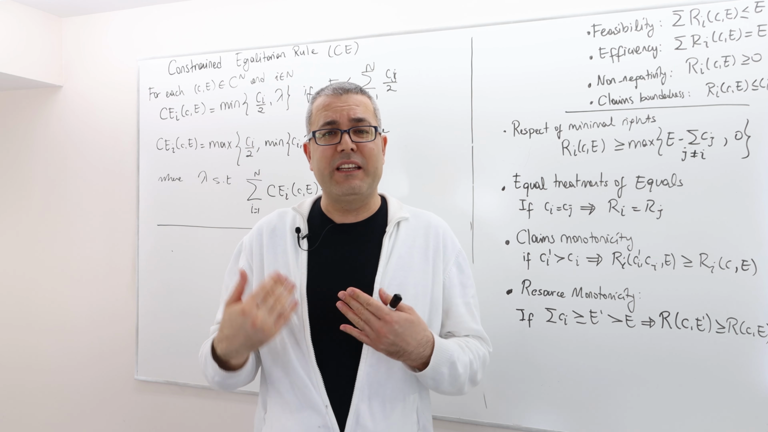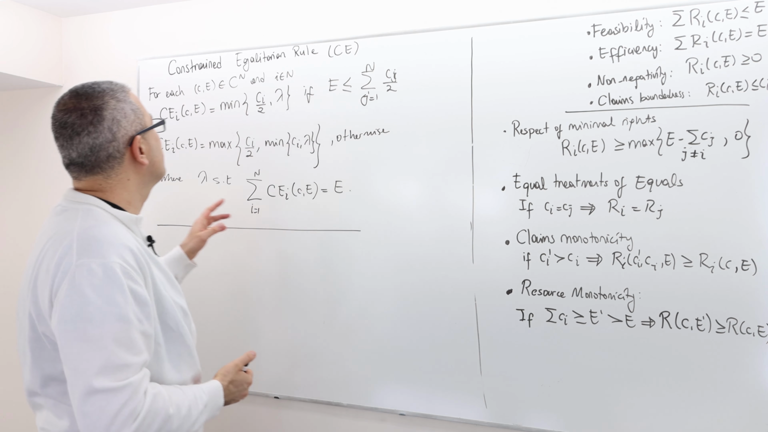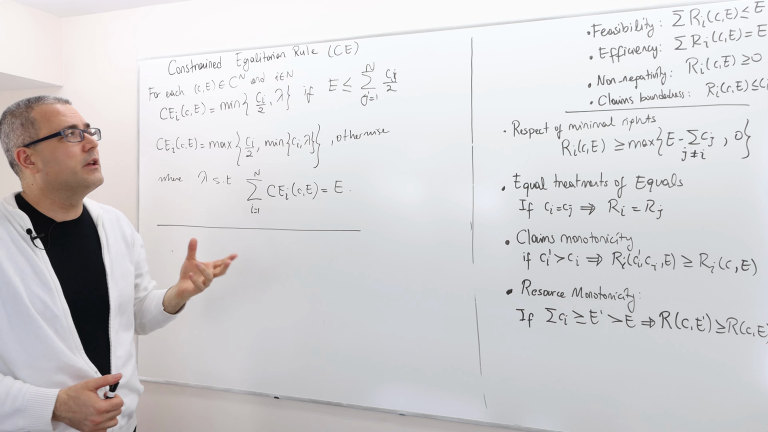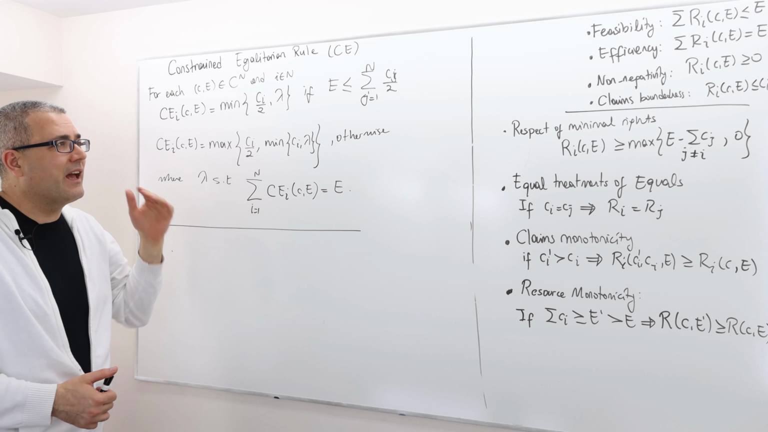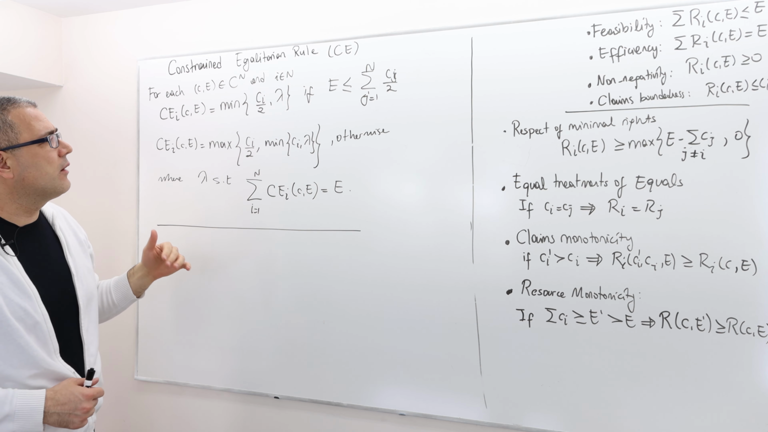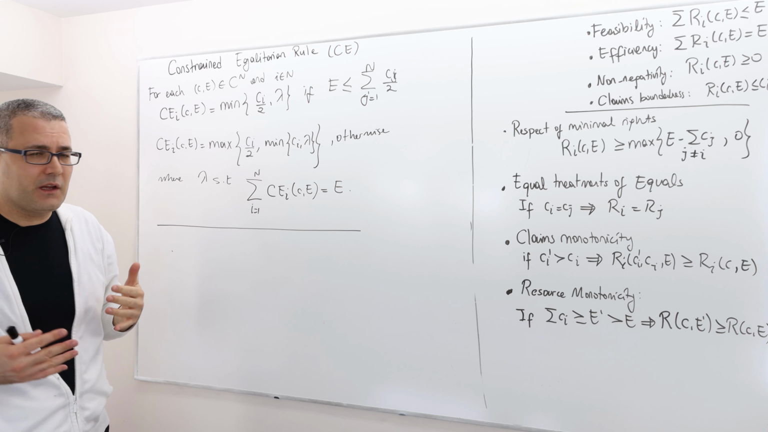Okay, the next division rule that I am going to talk about is the constraint egalitarian rule. In short, I use the notation CE. Again, rather than R, I'm going to use CE. Well, this is how we formally define it. It's kind of a step function.